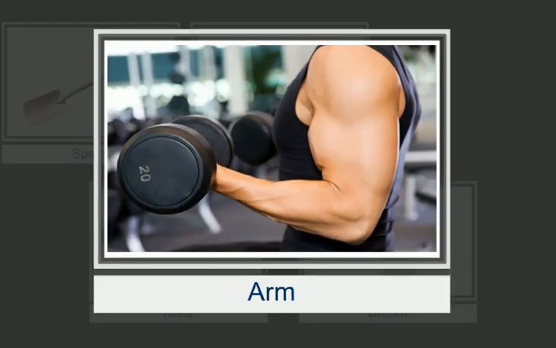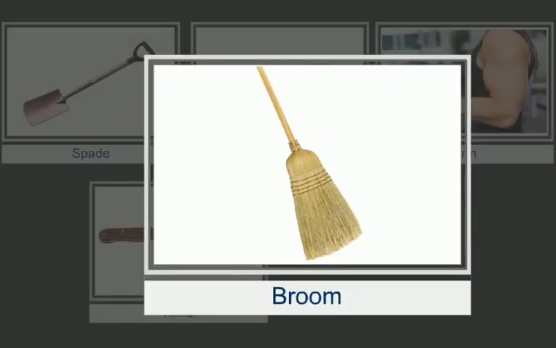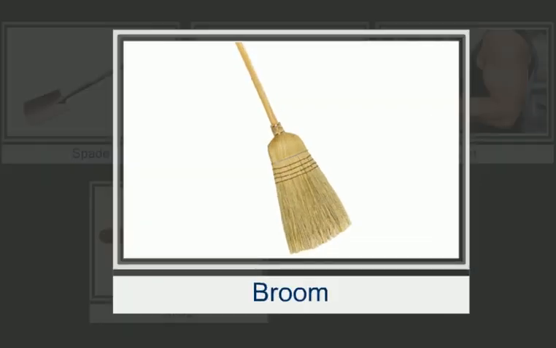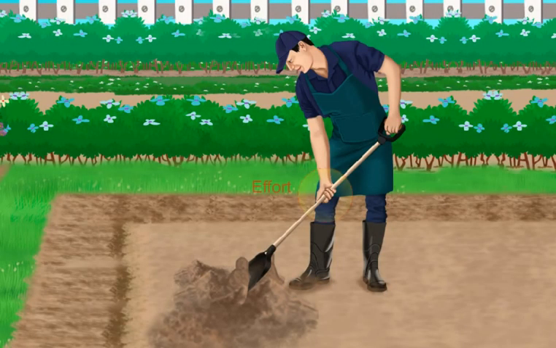arm, knife, broom, and so on, we apply effort in between fulcrum and load. Therefore, these are examples of third-class lever.